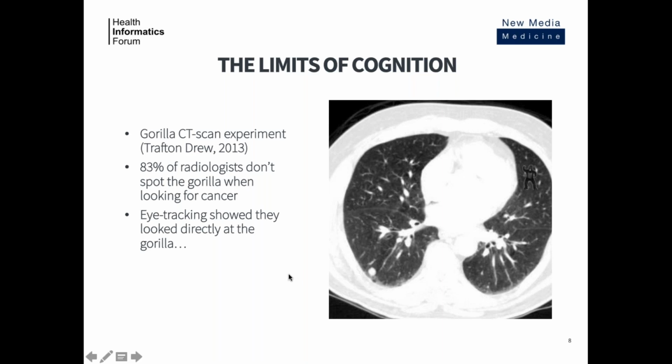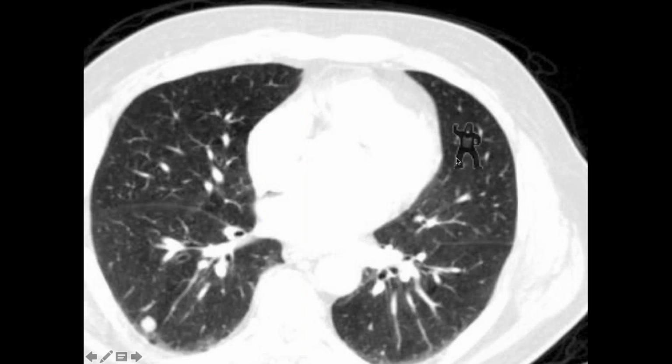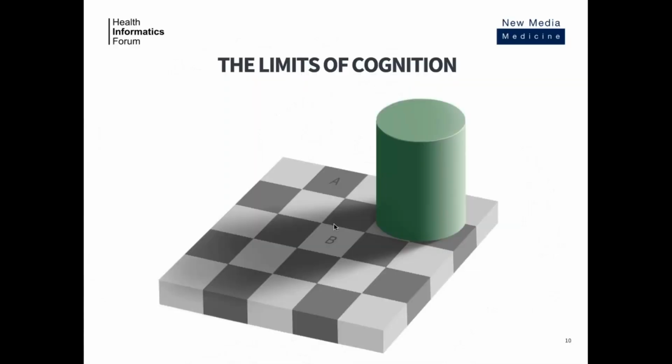If you zoom in, you can see that in the top right corner, which is in the left lung field, there's a picture of a gorilla that the radiologists all missed. And so the question that comes to mind is why such an obvious thing can be missed. It's to do with how the brain processes information and what we do. And you might have seen similar things like this before.